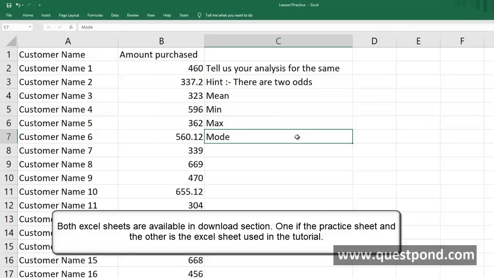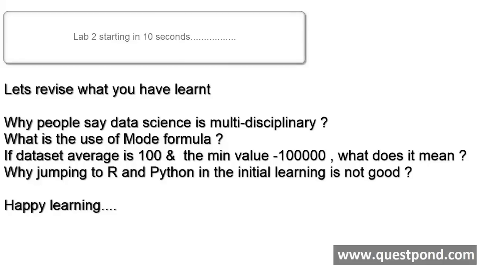After every lesson, I will give you a practice sheet, and the sheet which I used in the tutorial. At the end of the video, we will have a small Q&A deck which is flashed up, which you can look at to summarize what you have learned in the lesson. Thank you very much. In lesson 2, we will talk about descriptive analysis. Happy learning and thank you.